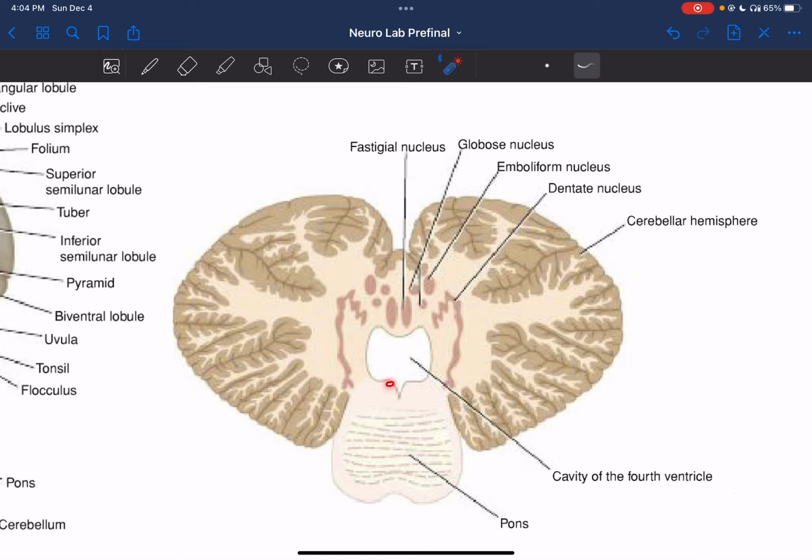Medially, just above the cavity of the fourth ventricle, you have the fastigial nucleus. Let's go laterally. You have the globose nucleus, 2 to 3 pairs of globose nuclei. More laterally, you have the emboliform nucleus. And finally, you have the biggest nucleus inside the cerebellum, called the dentate nucleus. These are all the nuclei present inside the cerebellum. And the important fact to remember is the fastigial nucleus is located above the fourth ventricle cavity.